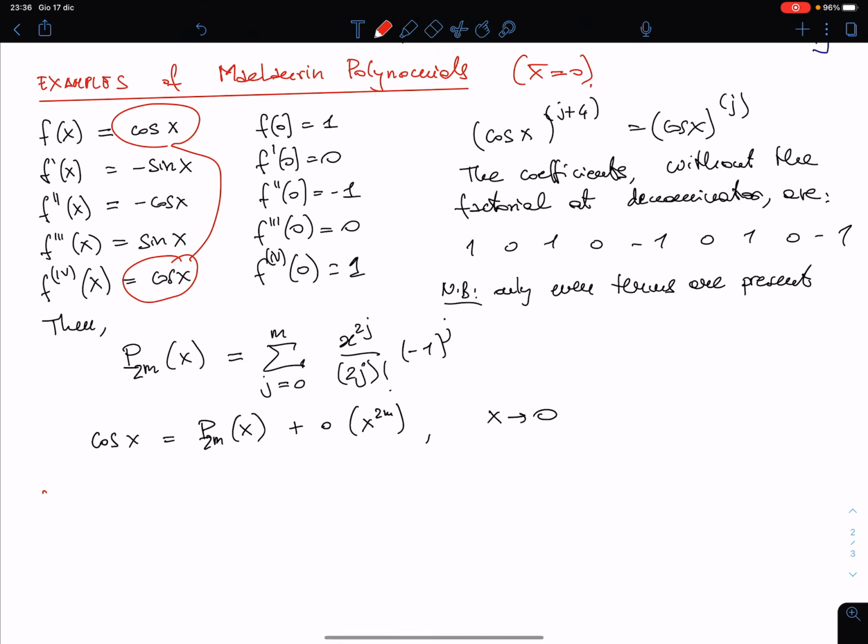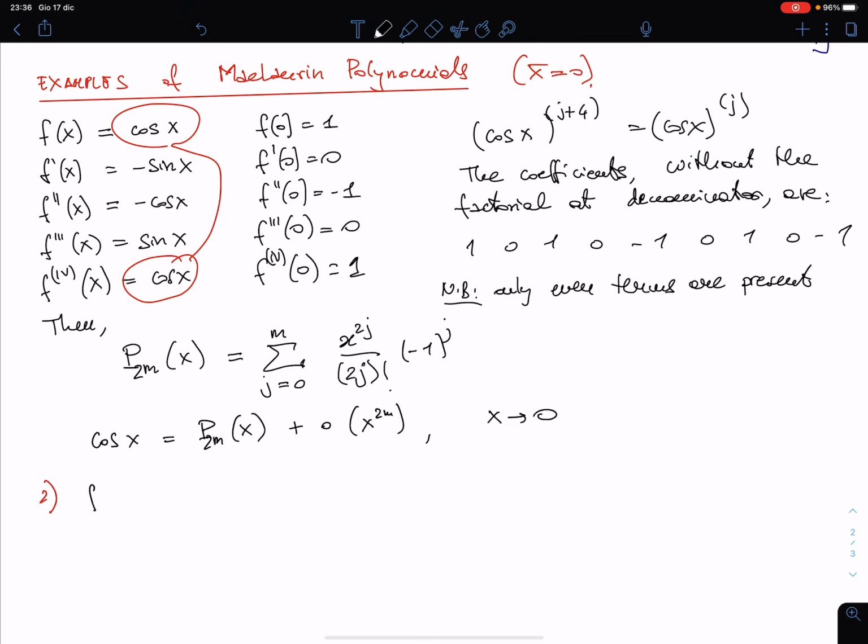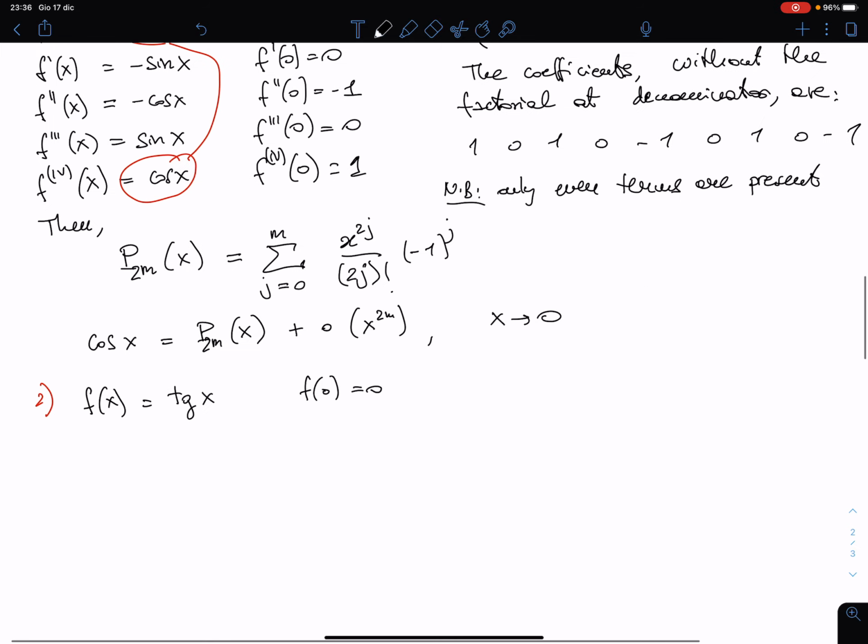And this is the first example. Another example of today is, for instance, the tangent. Now we had sine, cosine, so the tangent. F of x is equal to the tangent of x. So f of 0 is equal to 0. Here it is comfortable to use this version of the derivative of the tangent. The derivative is always the same. You can write it in different ways according to different functional and trigonometric identities. So f prime of x is 1 plus tangent squared of x. So f prime of 0 is equal to 1.